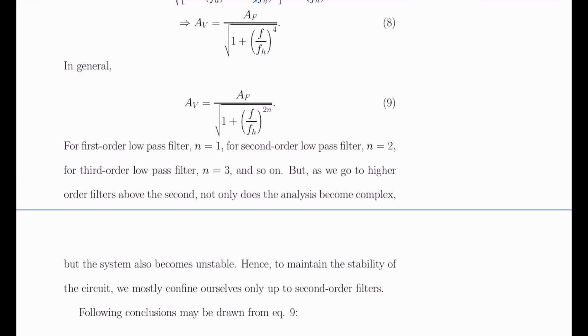But as we go towards higher order filters, the analysis becomes more and more complex. And also above the second order filter, the system becomes unstable. Therefore, to maintain the stability of the circuit, we mostly confine ourselves only up to the second order filters.